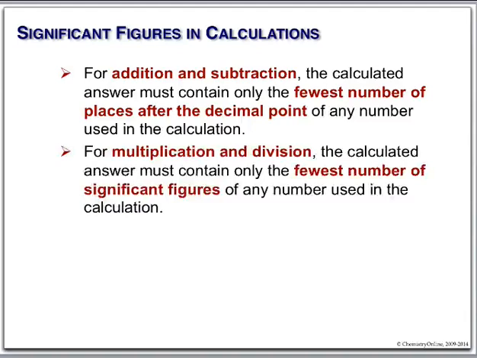Multiplication and division makes more sense. You simply look at the number of significant figures in each. Your answer has the fewest of the two.